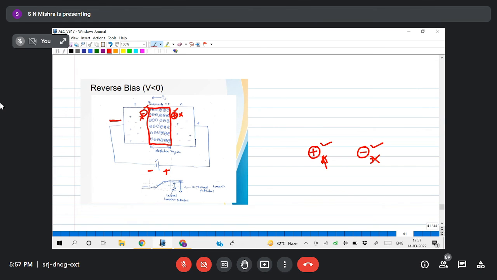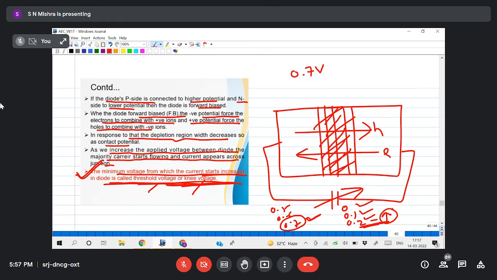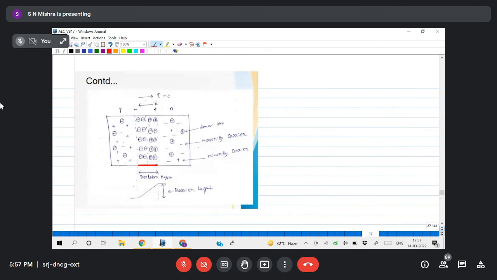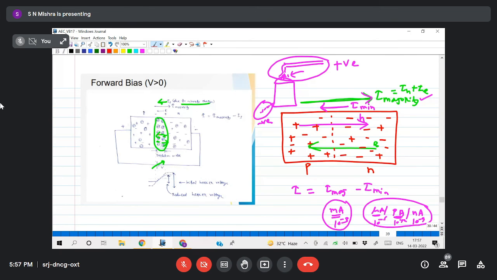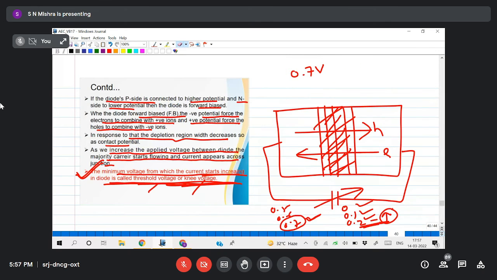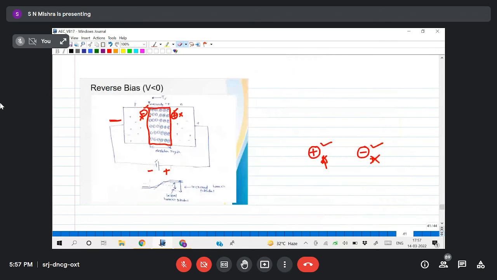If you compare the first case, no bias condition, I have shown two layers of ions. For forward bias, the depletion region decreases, so it shows one layer of ions. Now in the reverse bias condition, as the ions are increasing, it shows three layers of ions. So the depletion region ultimately increases, and if the depletion region increases, the potential barrier will also increase.